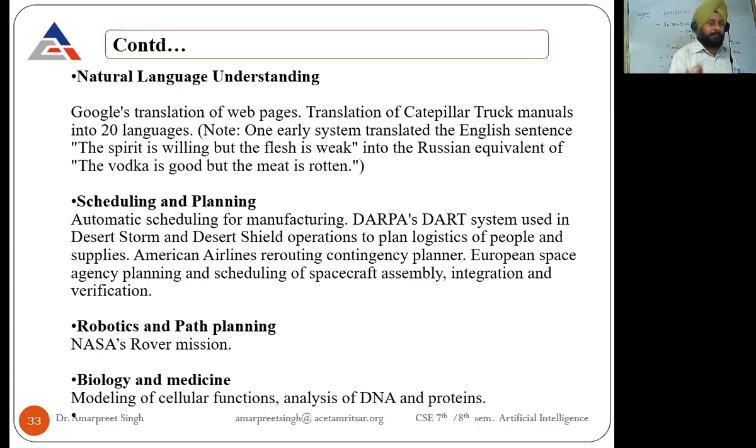Robotics, this is the main area of AI. Robotics and path planning. NASA's rover mission is totally based on that, an example of this application. Biology and medicine: modeling of cellular functions, analysis of DNA and proteins. These all require the inference of the AI concept, the AI mechanism. So this is all done in AI.